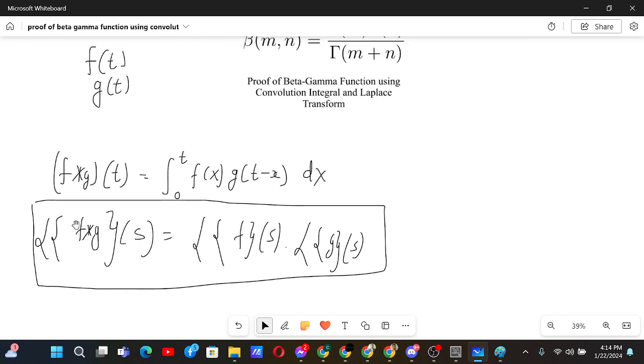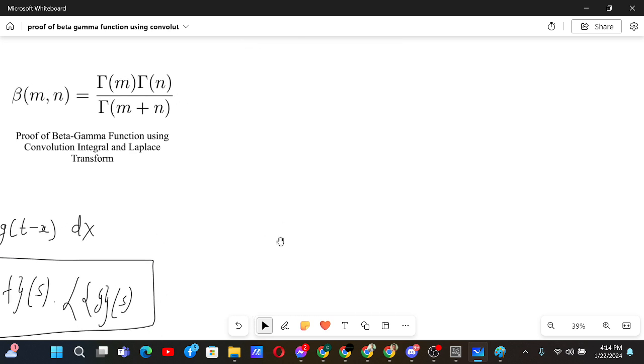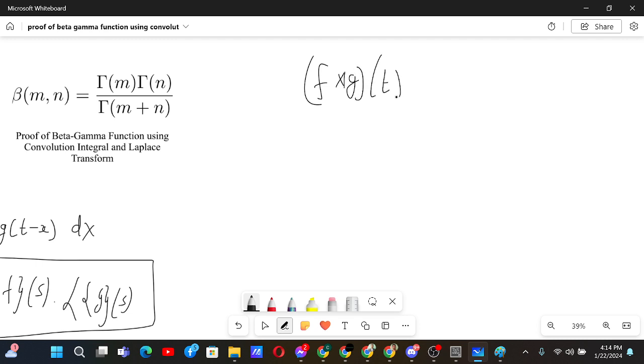Now we will use this property in the convolution and make some manipulations, and then we will derive this formula. So first of all, let me write the convolution. F convolution with g of t is actually equal to the integral from 0 to t of f of x g of t minus x dx. So now we will use convolution and the property of Laplace transforms, make some manipulations and derive this formula.